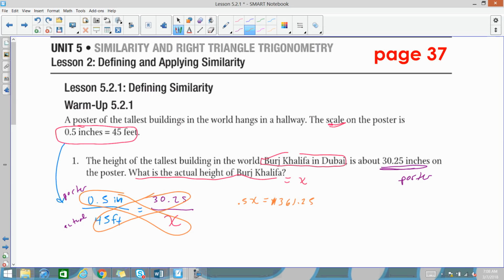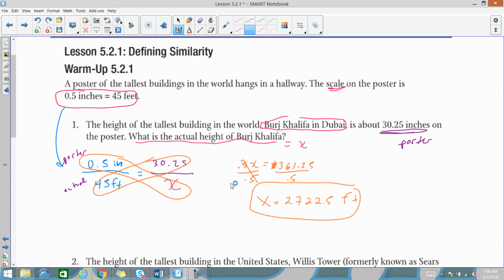1,361.25. All right, and now we divide by a half. Divide by a half, and that's also known as multiply by 2, and you're going to get 2,722.5. And because we're finding the actual height, that's in feet. And that's how tall it is. That's how tall your poster is.